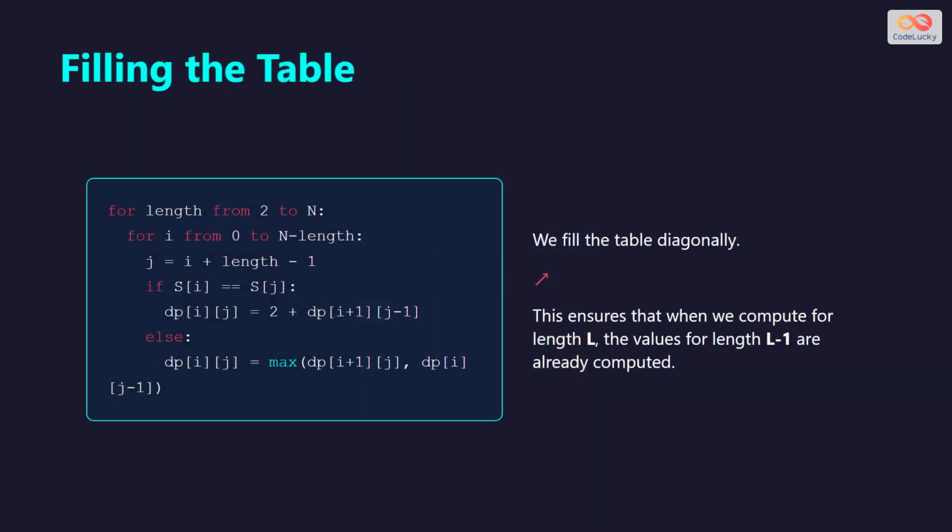We fill the table by the length of the substring, starting from length 2 up to n for each cell. We apply our logic. If characters match, look at the bottom left diagonal cell and add 2. If not, look at the cell to the left and the cell below and take the maximum. We move diagonally upwards to ensure we always have the data we need.